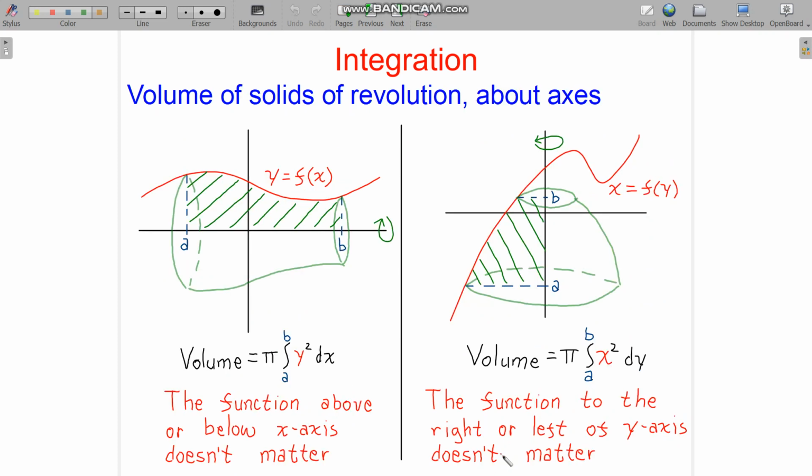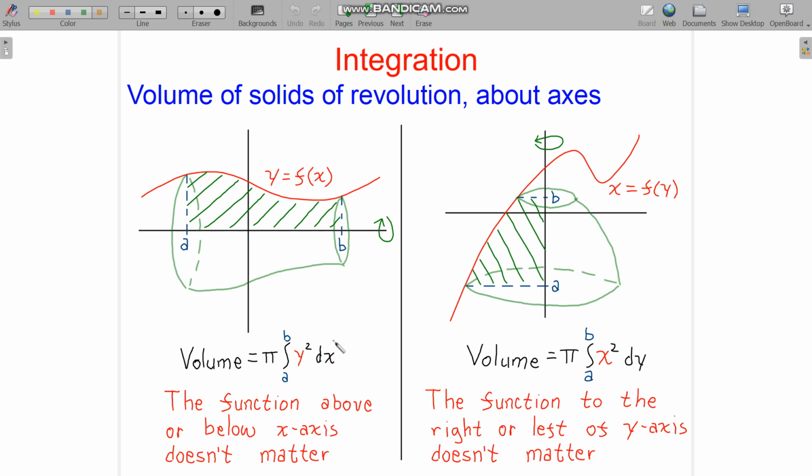Volume of solids of revolution. So if we have this function and we find the area under the graph from a to b, we get this shaded area. If we rotate this shaded area with this x-axis as the axis of rotation, we will get this kind of volume. So it's like a cylinder, an ugly cylinder. So the volume is pi, the integral from a to b of y squared dx.